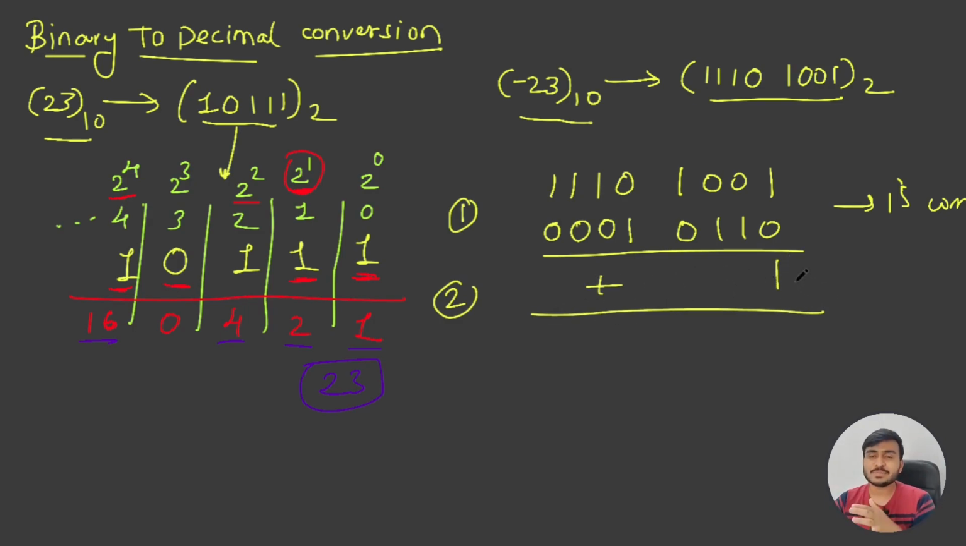I hope these steps are looking familiar to you. These are very similar to the steps that we used to perform in decimal to binary conversion. So we have to add 1 to this 1's complement. After adding 1 to this 1's complement, we have triple 1 0, and from here it will be the same.